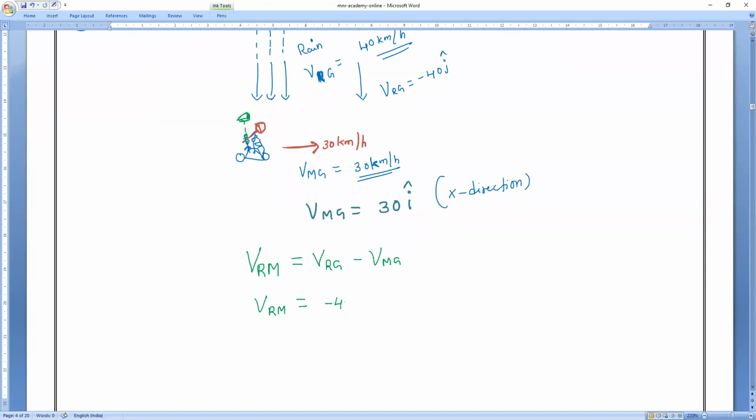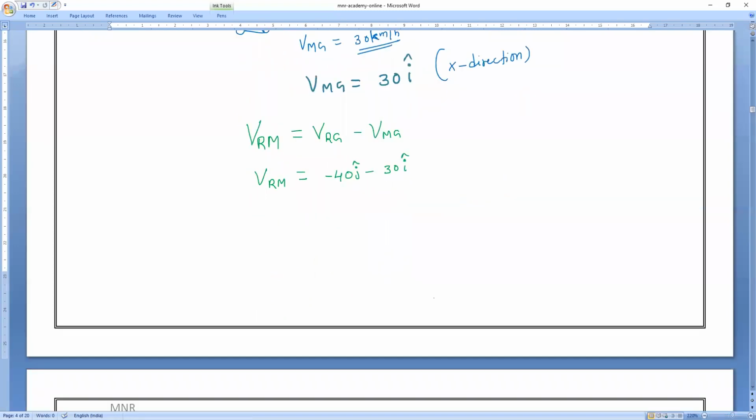So the velocity of rain with respect to man is equal to, what is the velocity of rain with respect to ground? Minus 40 j cap, minus the velocity of man with respect to ground. How much, guys? 30 i cap. Clear, everybody? Now that is our resultant. Have you noticed that? The velocity is acting in two different directions, one is j cap, another one is i cap.